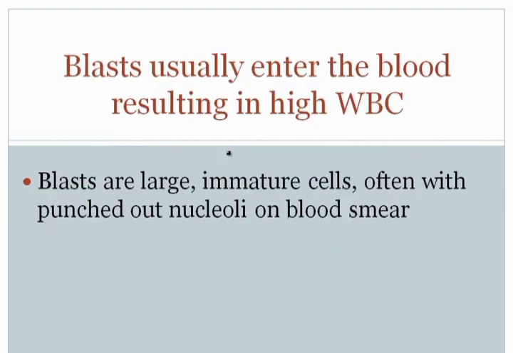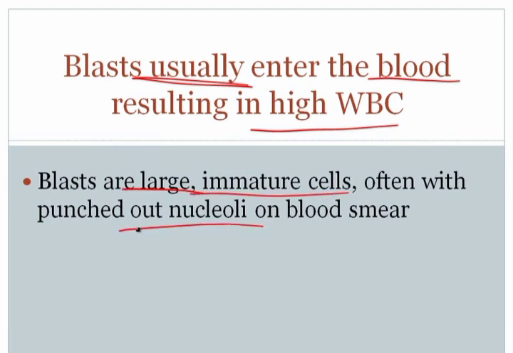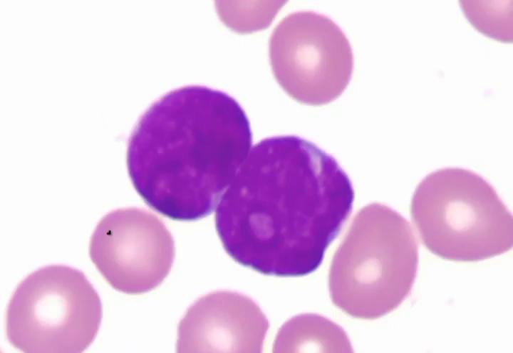At the same time, the blasts usually enter into the blood, and when they enter into the blood, they result in a high white blood cell count. If we were to look at these blasts on a blood smear or even on a bone marrow aspirate, we would see that the blasts are large, immature cells with a punched-out nucleolus. I've included in your text a picture of a blast.